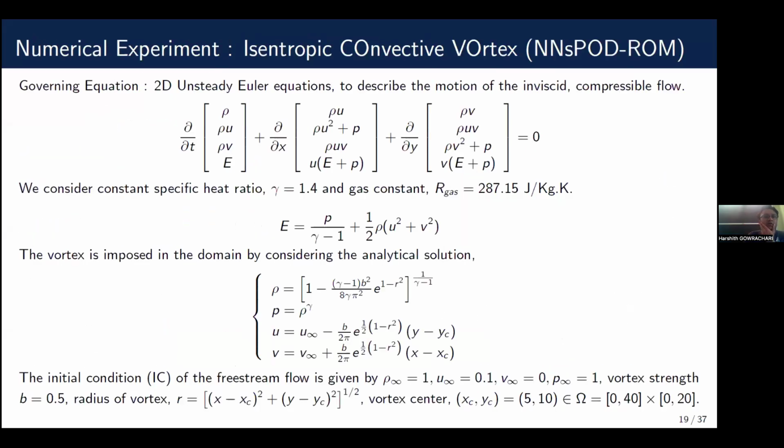Okay. And we have considered two hyperbolic PDEs for numerical experiments. One considers the isentropic convective vortex, which is governed by the 2D unsteady Euler equations, as shown. And we impose the vortex in the domain by considering these analytical solutions, with a given vortex strength, and the radius is equal to 0.5, and at the vortex center it is this much. These are the initial conditions.